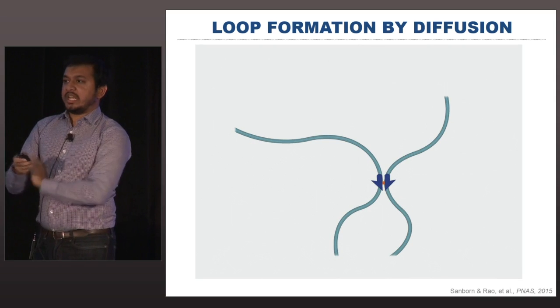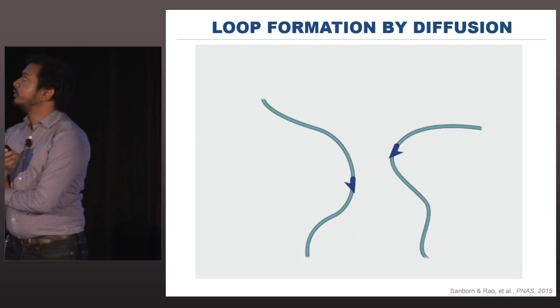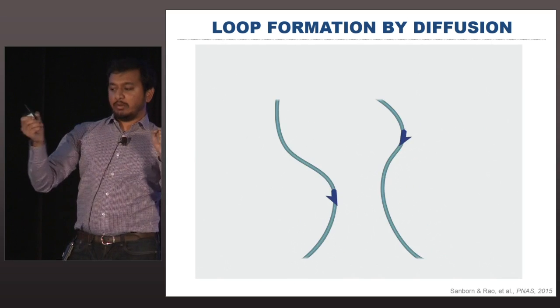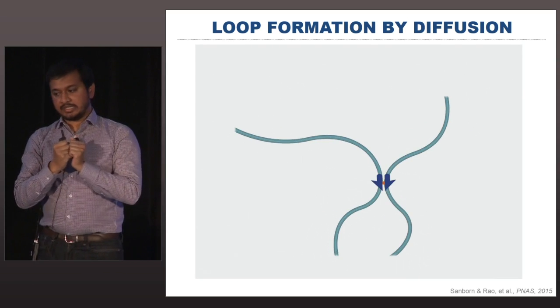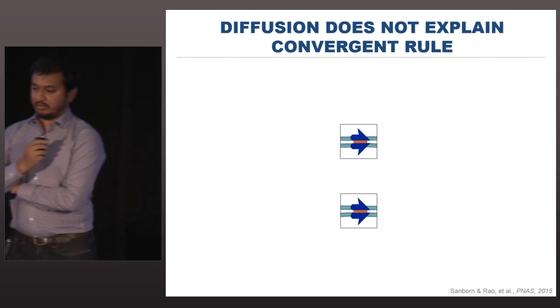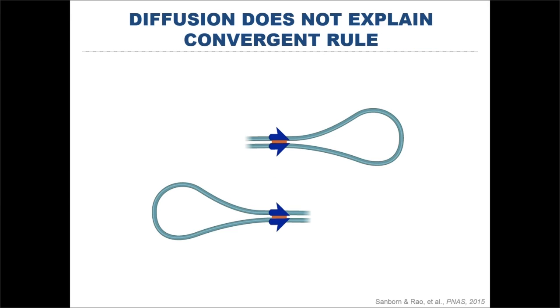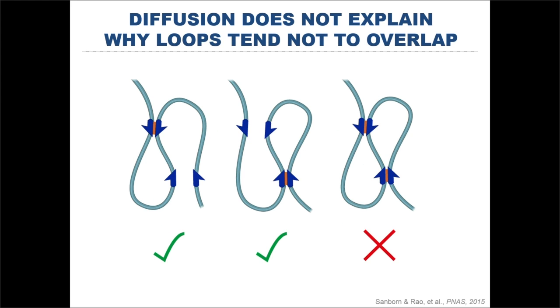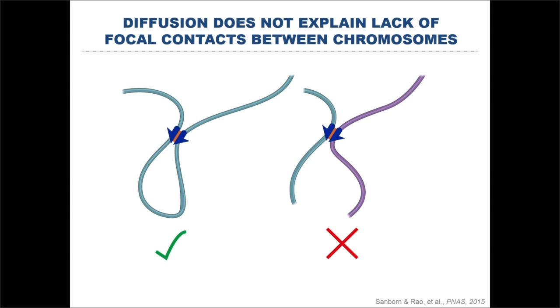So this kind of hints at the mechanism by which these loops form. You might imagine that two pieces of DNA were just wiggling around in space until they come into contact. But this model actually has a lot of problems. One, it doesn't explain why you see this orientation rule, because if they were convergently or divergently oriented, the loop would have no way of knowing that. It doesn't explain why loops tend not to overlap in our annotation of loops. And it doesn't explain why we only see loops between the same molecule of DNA. We don't see loops between different chromosomes.